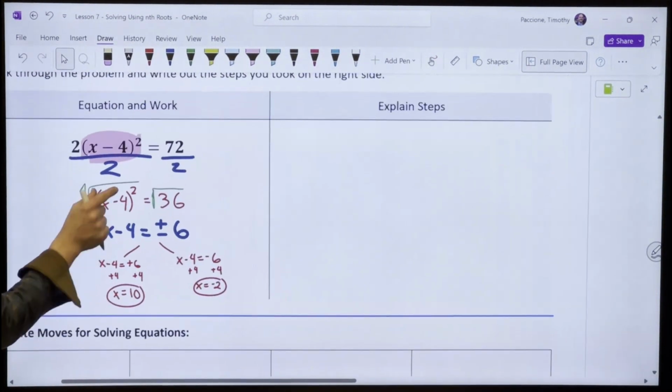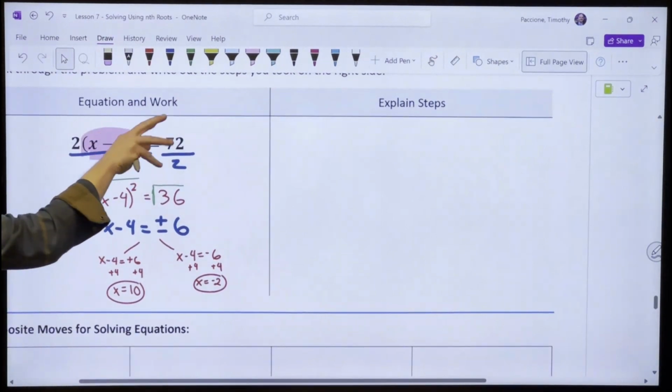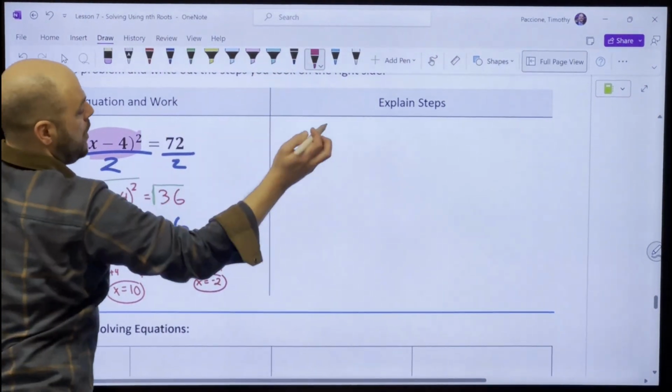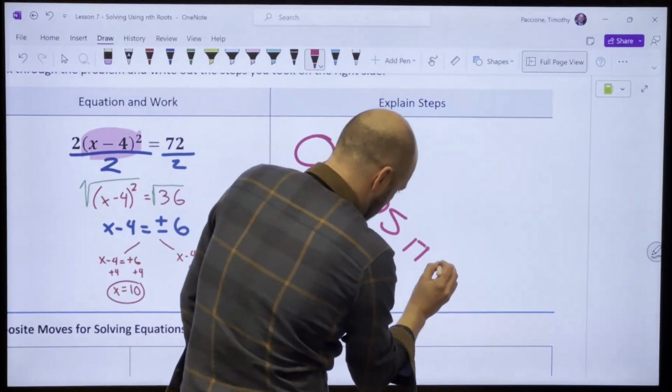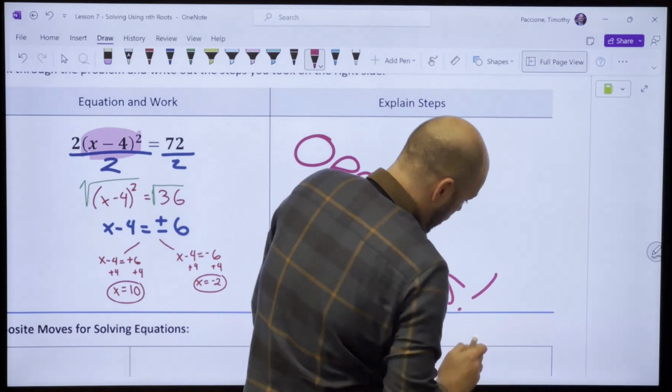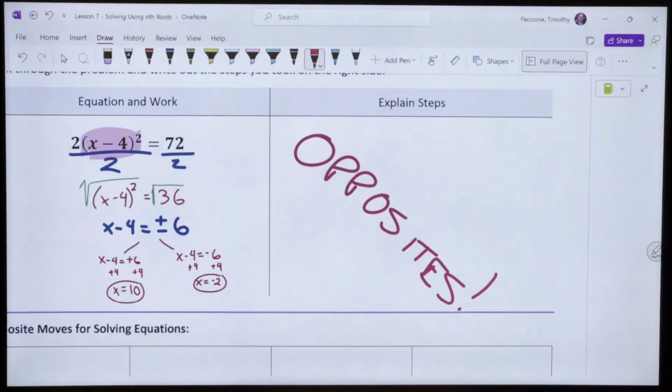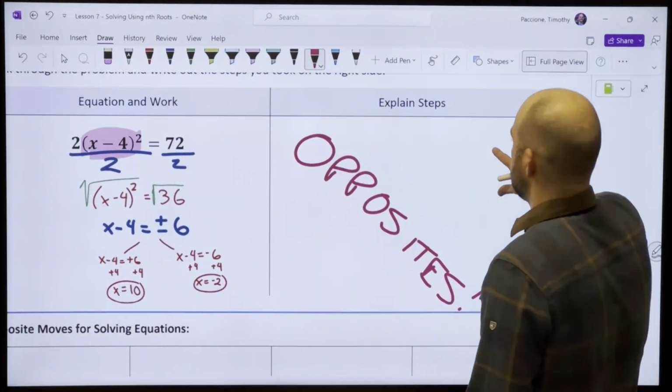Okay, so rather than write every step and blah, blah, blah, I'm going to write one big word. Opposites. How did we do this? Opposites. Over and over again. Okay? Now, let's talk about opposites.